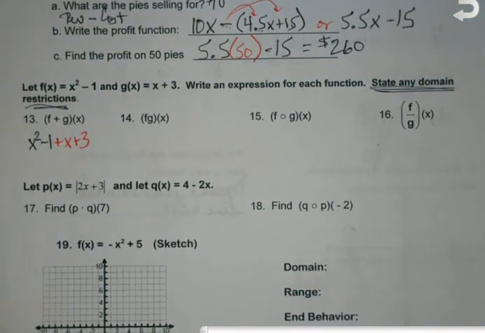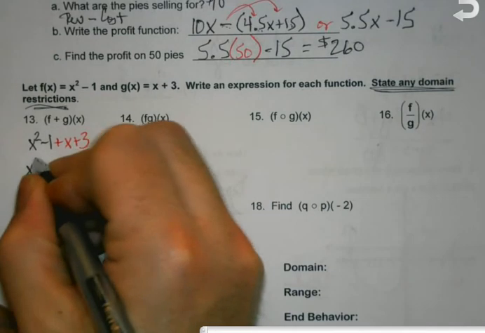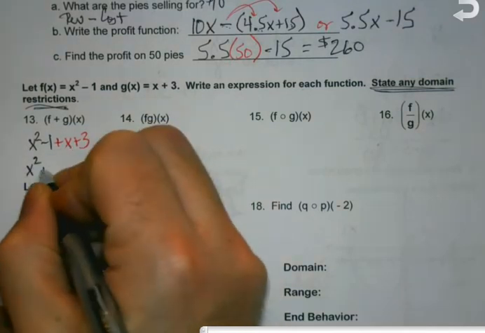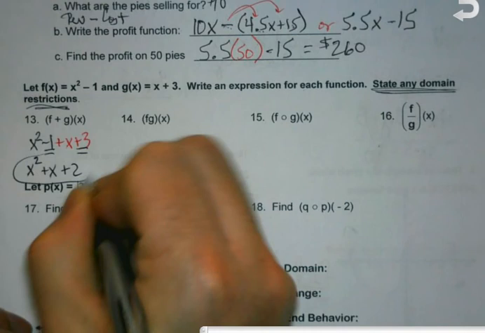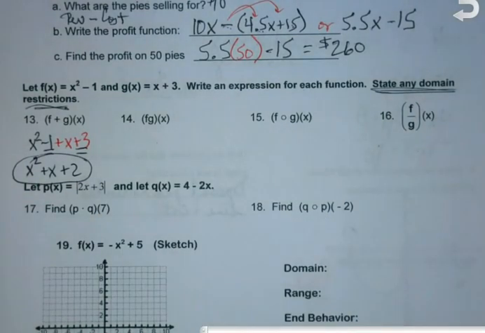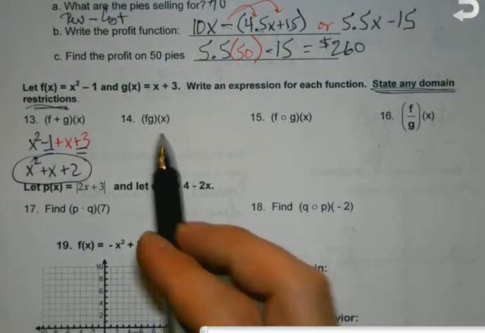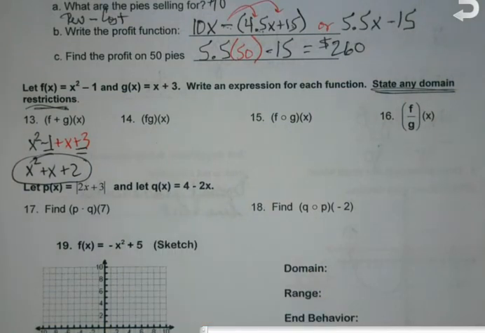It says add, I'm going to add. So x squared, there's an x. I have my constant terms. I'm done. Okay, they don't all have to be long and ridiculous. f times g of x, now I have to multiply.